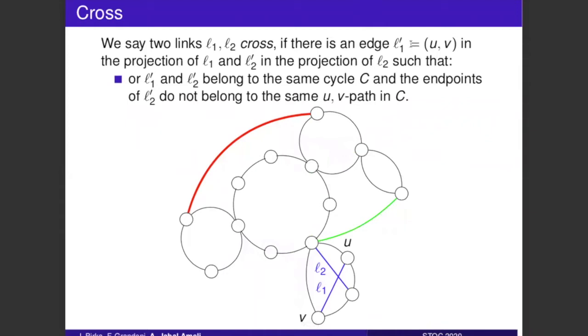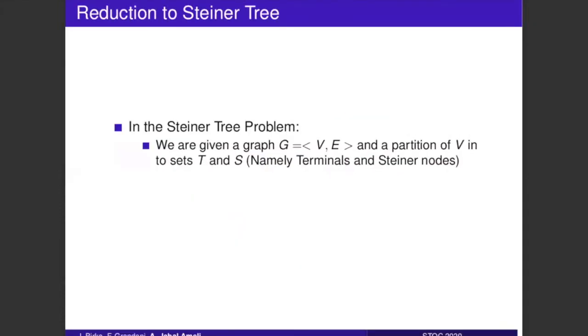Or if you consider L'1 to be UV, now L'1 and L'2 must belong to the same cycle, like here. And then in the cycle, if you consider the two paths from U to V, now the endpoints of L2 must belong to different UV paths. So here you can see that L2 and L1 cross because of the following property.